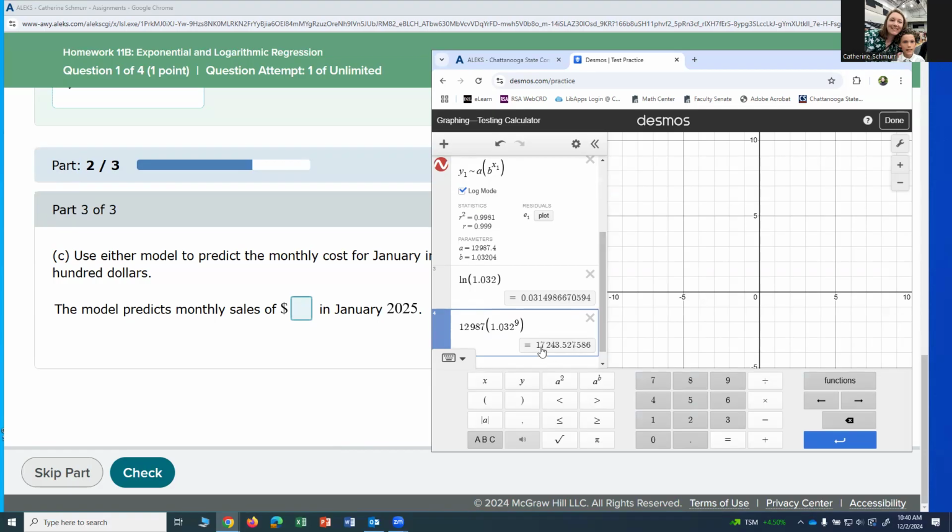And my outcome, I need to round to the nearest 100. So I have 17,243, and that's going to round, if I do the nearest 100, it will round to 17,200.